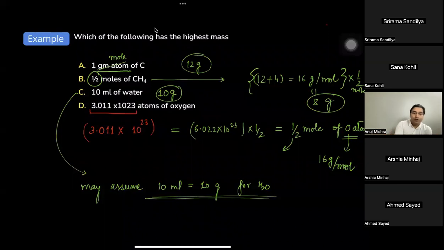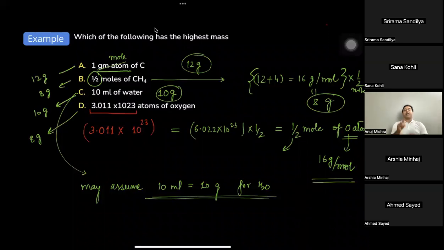Yes. So the first one was 12 gram. The second one was 8 gram. The third one was 10 gram. And the last one is also 8 gram. Remember, it's not 16 gram. 16 gram is for 1 mole, and you have half mole. So 8 gram. I hope this question is clear to each and every student.